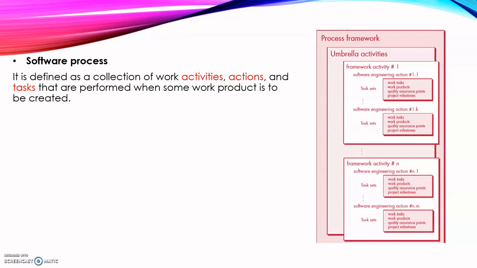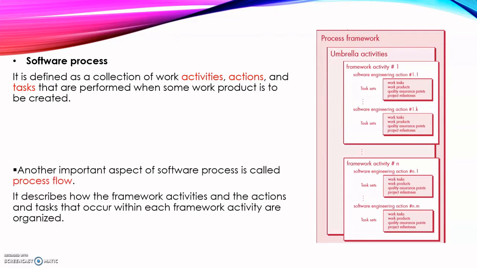Not only the work tasks, but also the work products that will be produced, the quality assurance points, and the milestones that indicate the progress of the software. We all know that the framework activity or the process activity is related to 5 steps, right? Communication, planning, modeling, construction, and deployment. In addition, we have a set of umbrella activities. What are they? Project tracking and control, risk management, quality assurance, configuration management, technical reviews. They are all applied throughout the process.